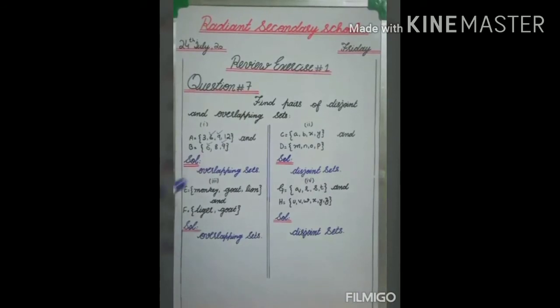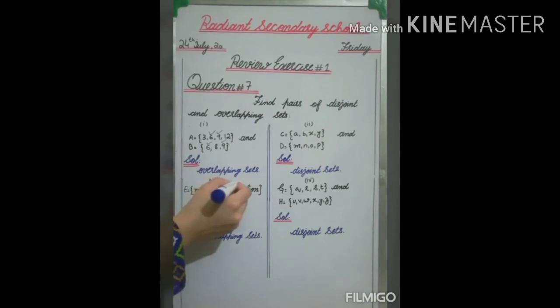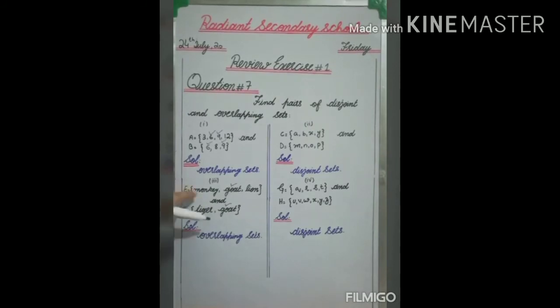Now come on part number 3. The elements of set E are monkey, goat, lion and the elements of set F are tiger, goat. You can see goat is common. Yes, because goat is present in set E and goat is also present in set F. You can see students some elements are uncommon like monkey, lion, tiger. So these sets E and F are overlapping sets.